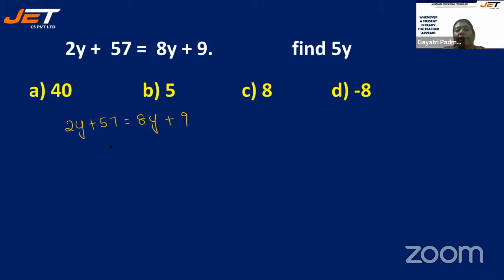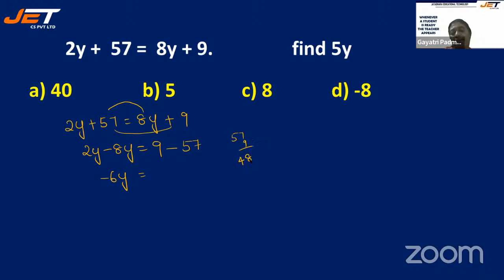Okay, right. So the same technique we are following. We are bringing all the variables to one side, that is 2y. When this plus 8 goes beyond the equal to, it becomes minus 8y is equal to, here you have 9. So when this plus 57 goes to the other side, it becomes minus 57. So 8 minus 2 is minus 6y is equal to, so you have 57 minus 9. So it becomes 48, isn't it? 47, correct. So it is minus 48.